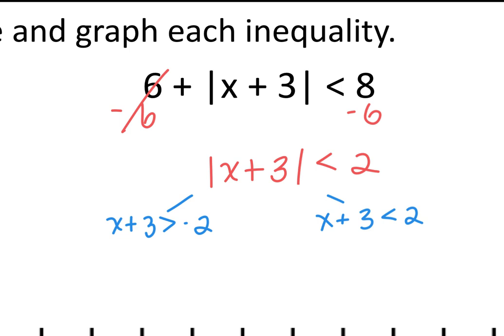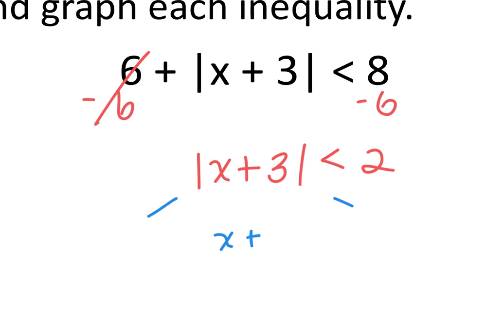Or, because this is an and inequality, we put that x plus 3 in the middle is less than 2. And then over here, we put that opposite, negative 2. And we've still flopped this sign.